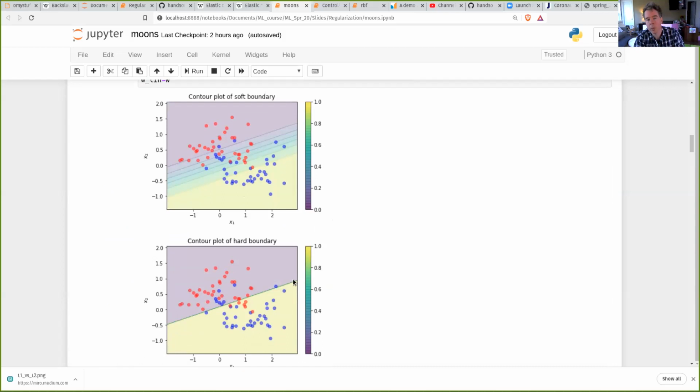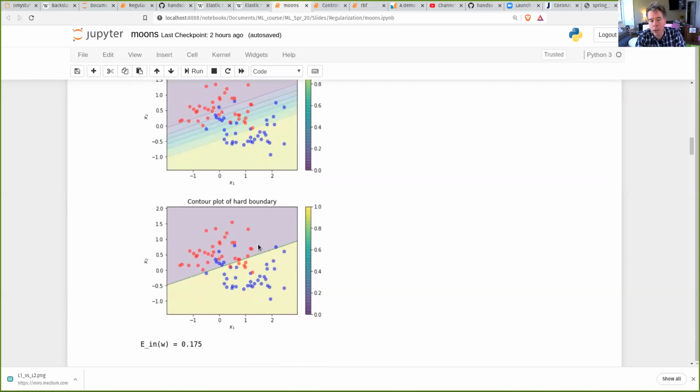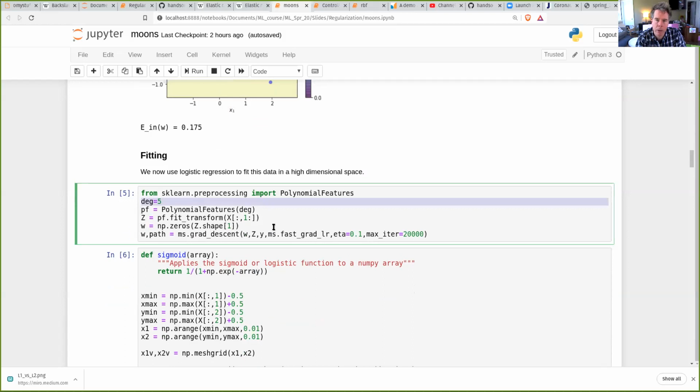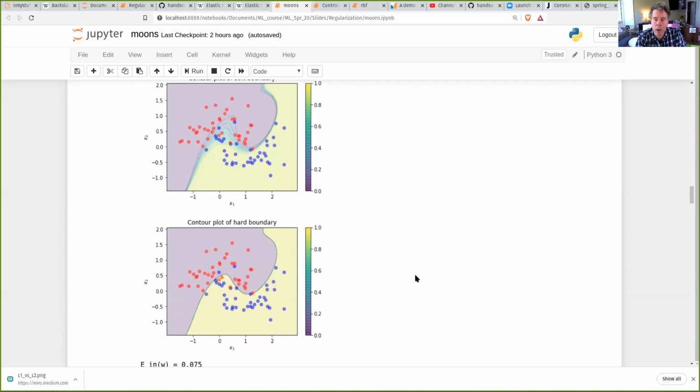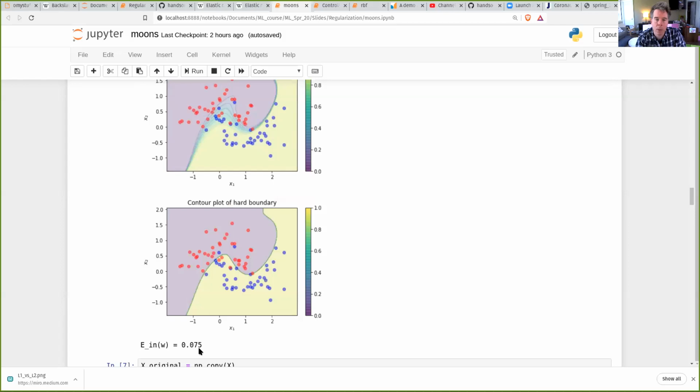What this plot is, remember, logistic regression predicts probabilities. So over here, it's predicting a probability of 0, and over here, it's predicting a probability of 1. And these other levels are somewhere in between. But then in this second picture, we threshold it and make it choose. That's what we call the hard boundary. Now let's go up to features that are degree 5 polynomial features. This is the unregularized degree 5 polynomial feature fit, and the error is a lot lower. The in-sample error has gone down to about half of what it was before.